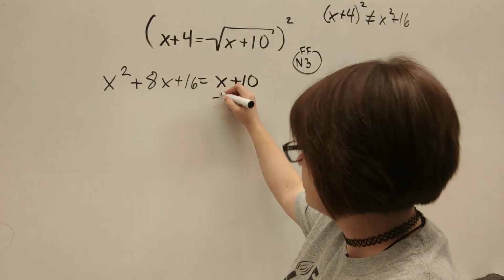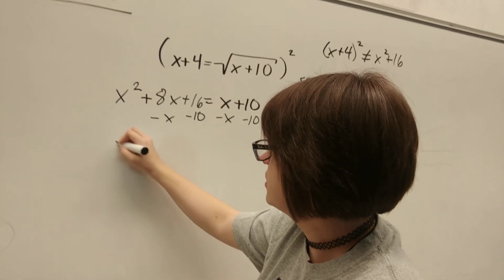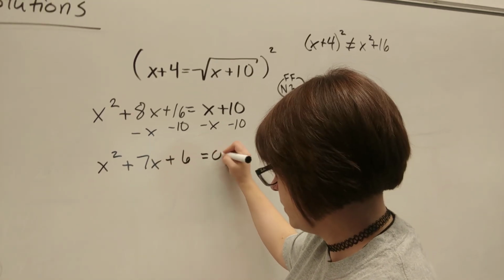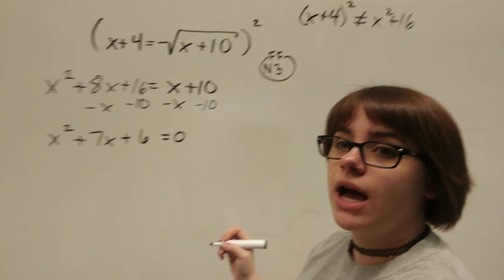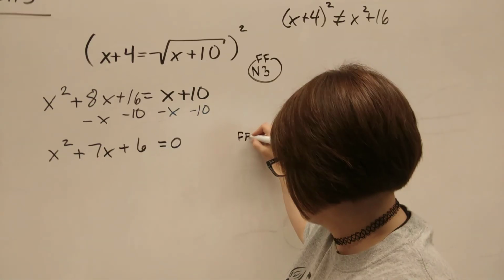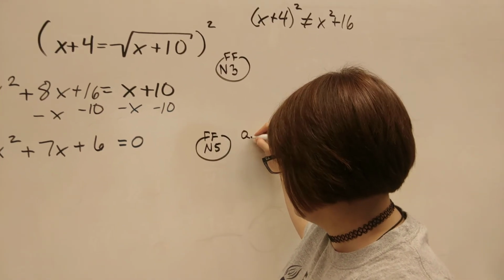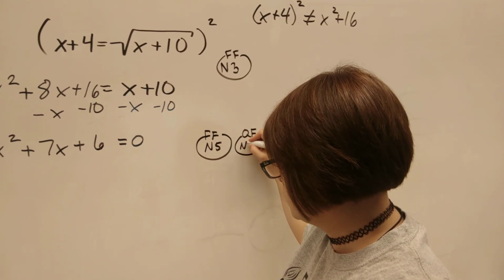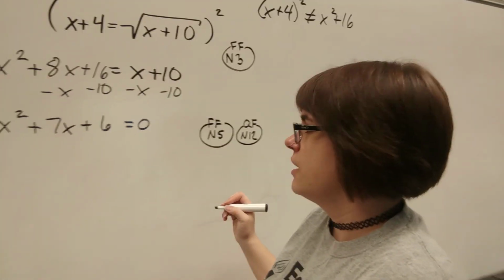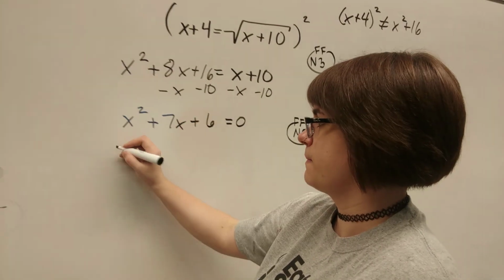So I'm going to subtract x from each side. I'm going to subtract 10 from each side. So now I have x squared plus 7x plus 6 equals 0. Now at this point, I have 2 options. I can either factor this, which is factor FOIL notes 5, or I can use the quadratic formula, which is notes 12. So we have options. But I can just look at this and think: factors of 6 that add up to 7. 6 and 1.